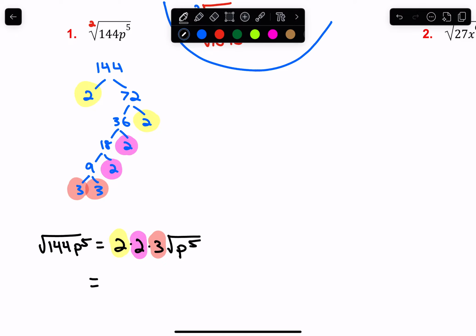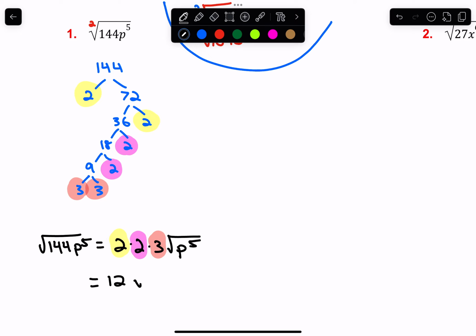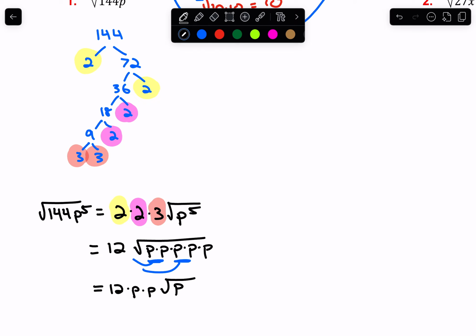On the outside of this thing, 2 times 2 times 3 is 12, and p to the 5th on the inside, sorry about the keyboard, is the square root of p times p times p times p times p, where I can now look and say there's 2 p's here and 2 p's here, so I have 2 groups of 2 p's, which means I can pull out 1 from each of these. So this is going to become 12 times p, where I leave behind the square root of p.